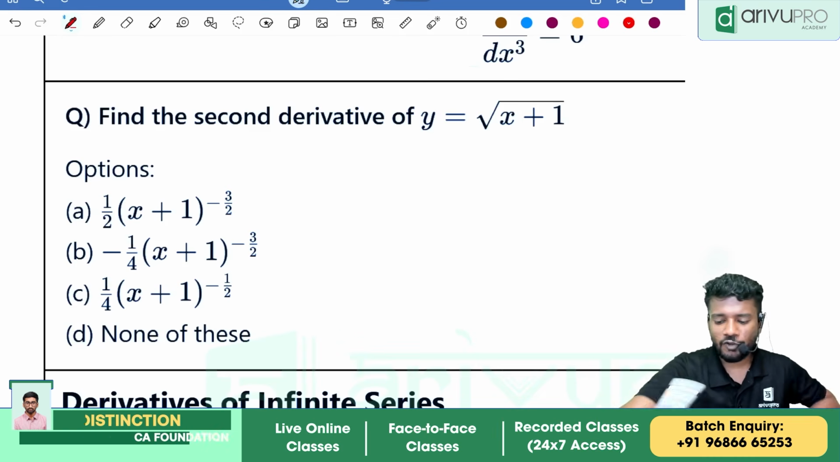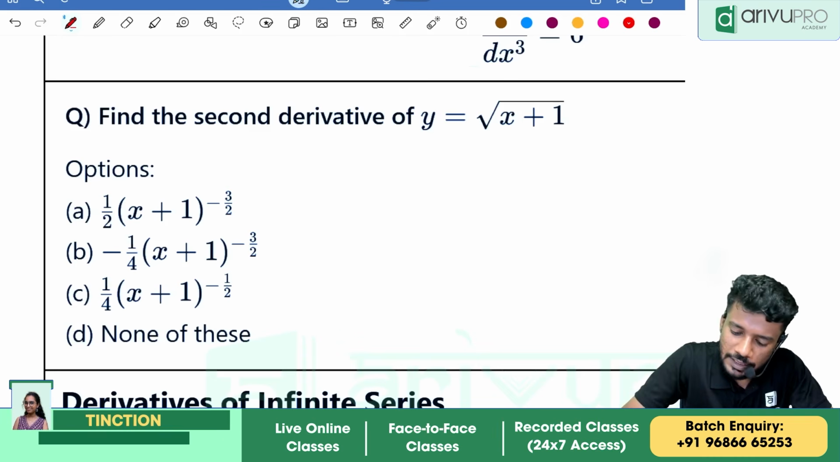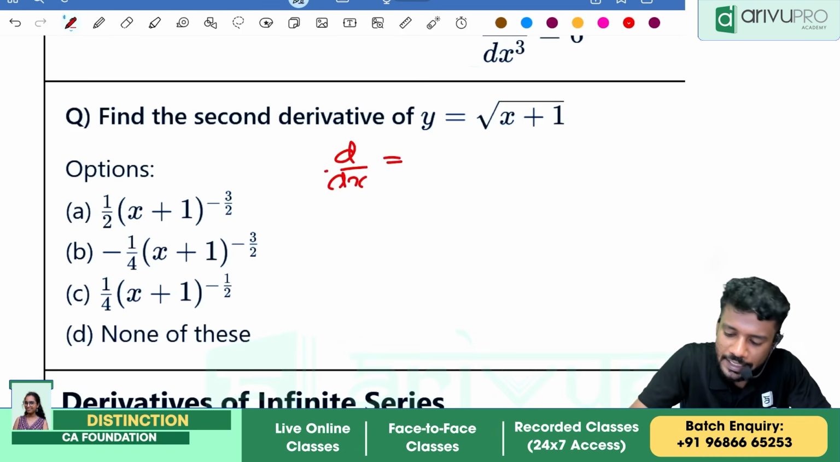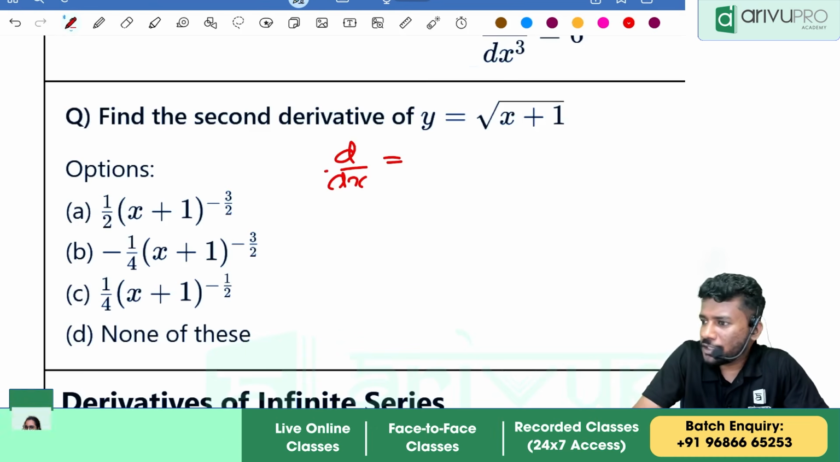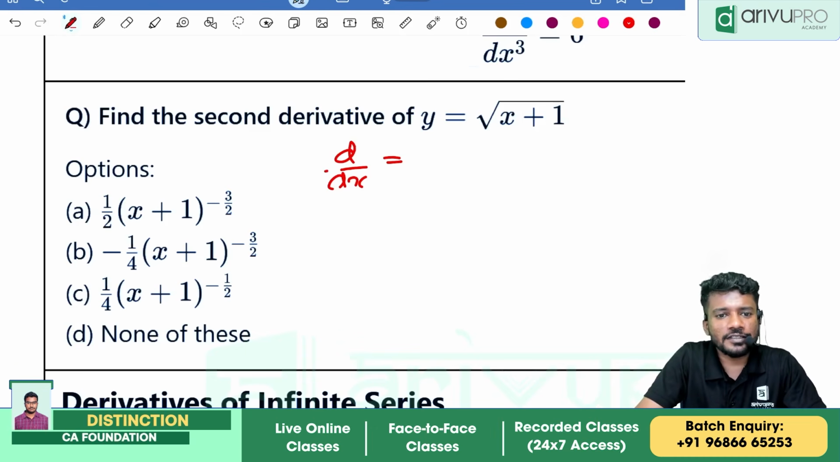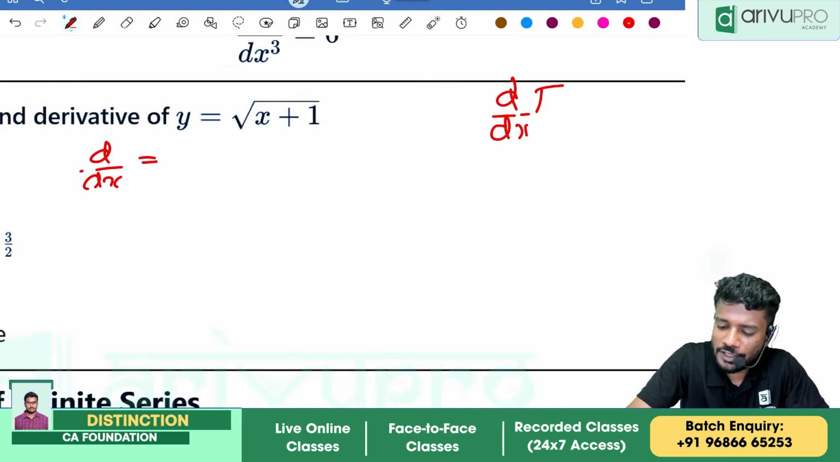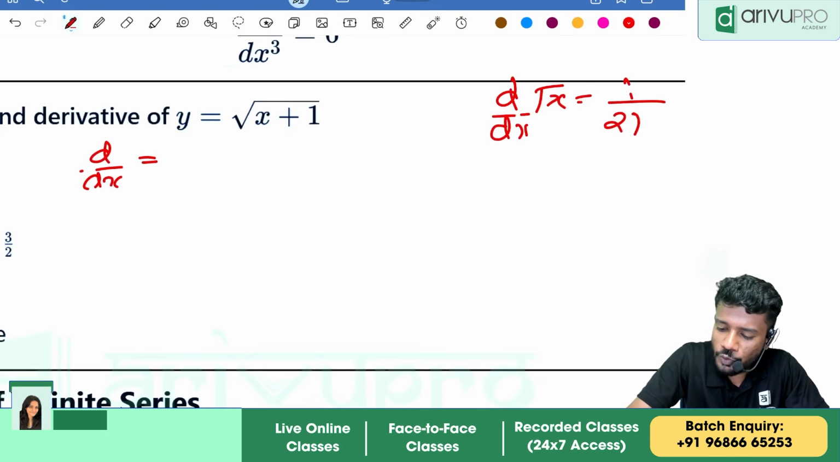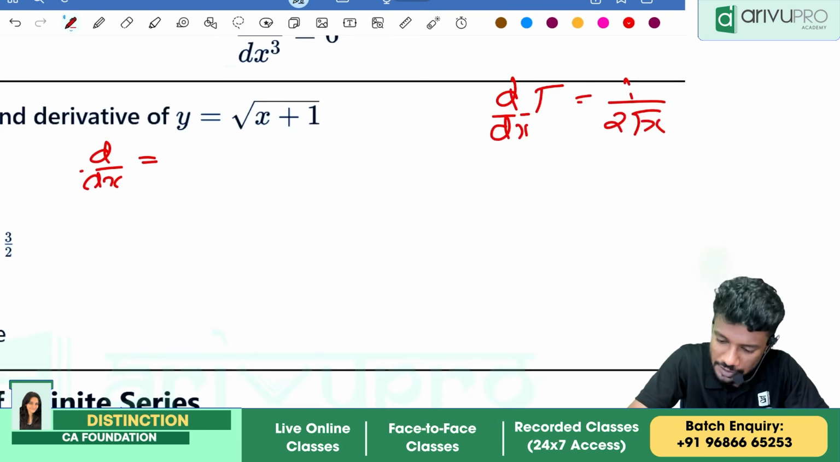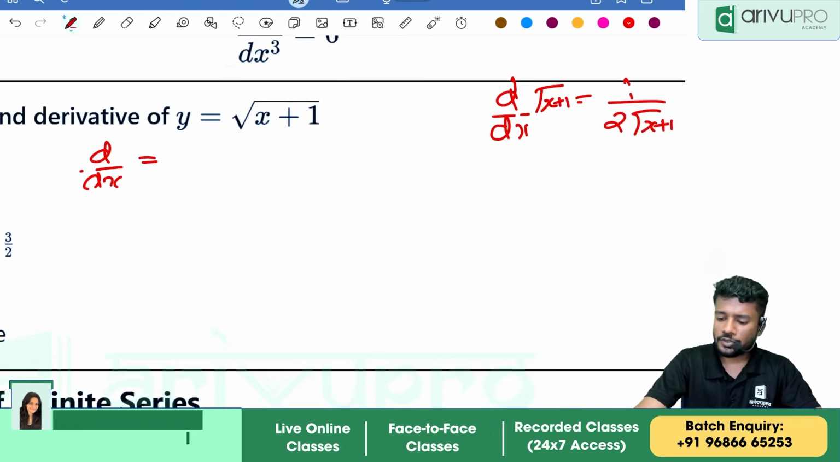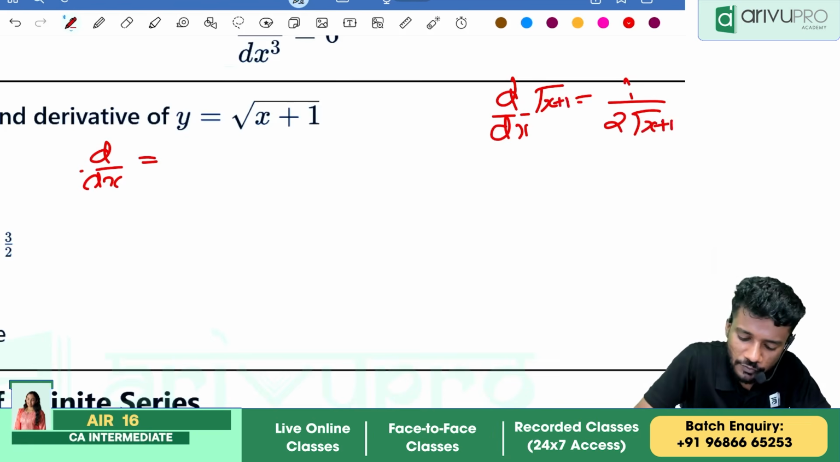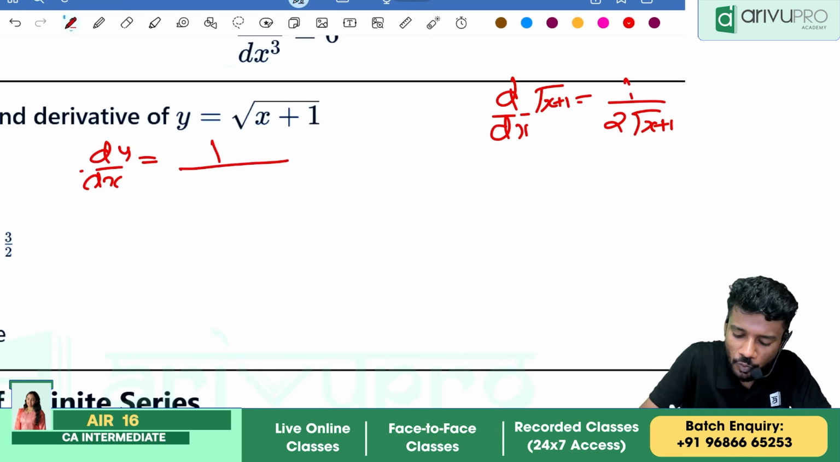Now, first derivative of y. What is the answer? dy by dx, derivative of root of x plus 1. Instead of x, who is sitting there? So we know the derivative of root x. What is the derivative of root x? 1 by 2 root x. But instead of x, who is sitting there? X plus 1. So you will write it as 1 by 2 root of x plus 1. Everyone find the first derivative. That is nothing but 1 by 2 root of x plus 1.